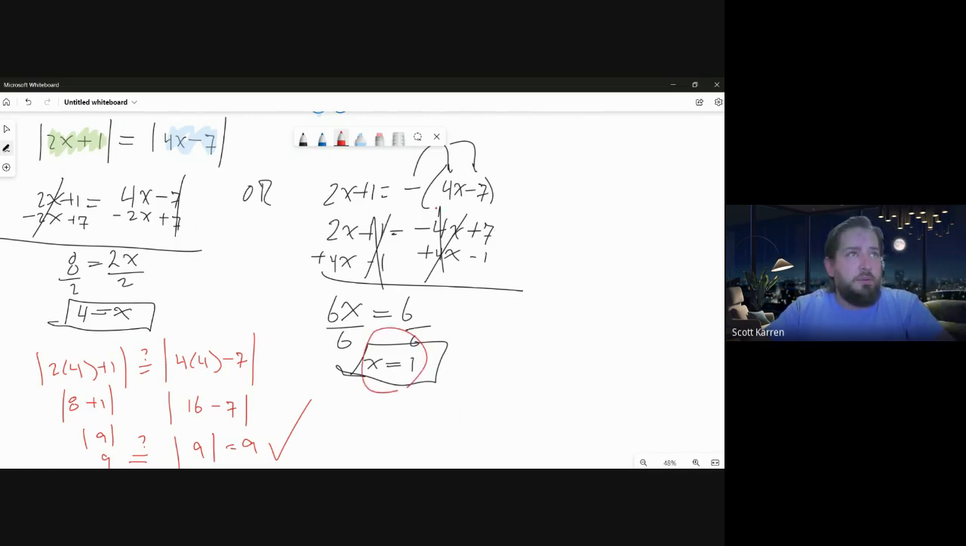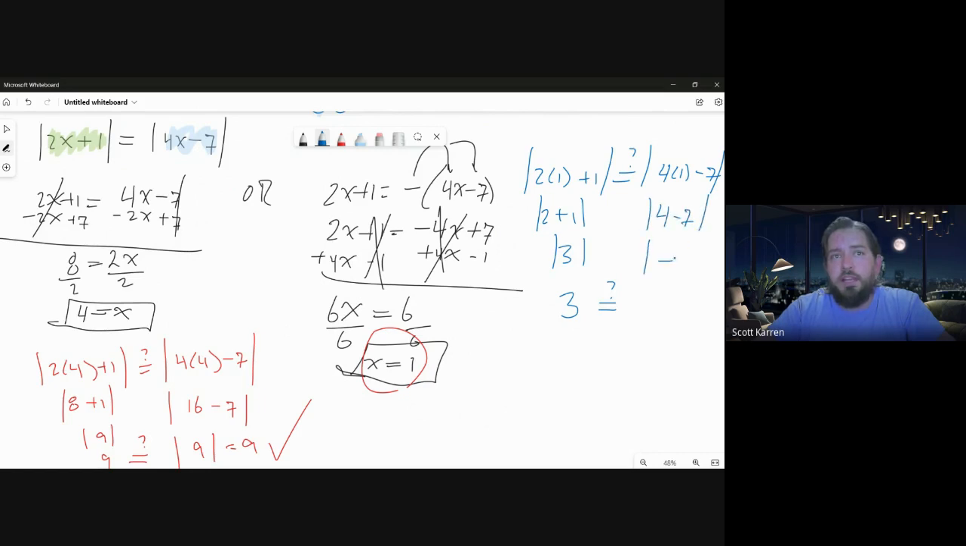Let's plug in 1 and see what we get out of that. So the absolute value of 2 times 1 plus 1 should equal the absolute value of 4 times 1 minus 7. 2 times 1 is 2, so I get 2 plus 1, which is 3, and the absolute value of 3 is, of course, 3. On the right-hand side, I get 4 minus 7, which is negative 3. And so this is the case where they were the opposite sign. This still works out because the absolute value of negative 3 is 3. And so those are my two solutions.